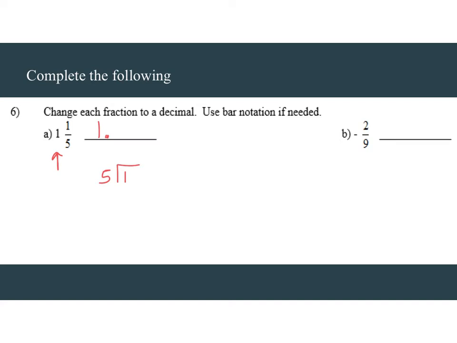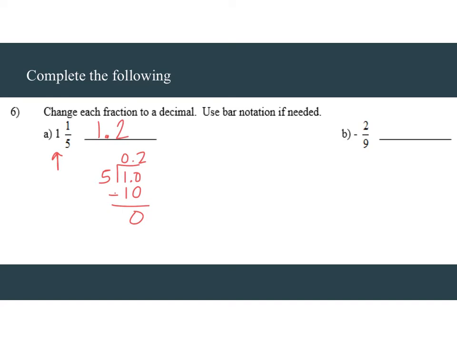Okay, so 5 cannot go into 1, so we add a decimal and add a 0. But 5 can go into 10. 2 times 5 is 10. And we are done. So our number would be 1.2, or 1 2/10 would be that fraction as a decimal.